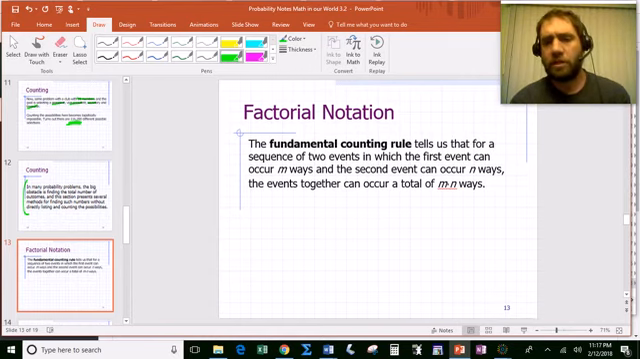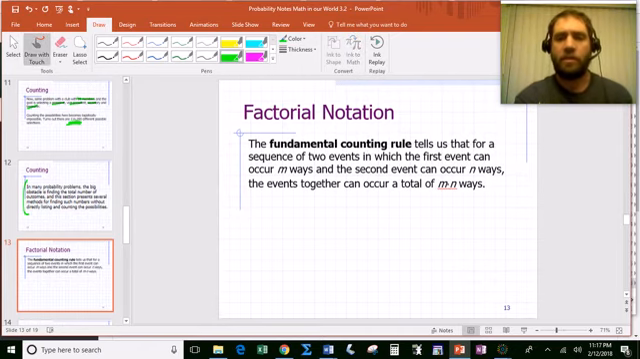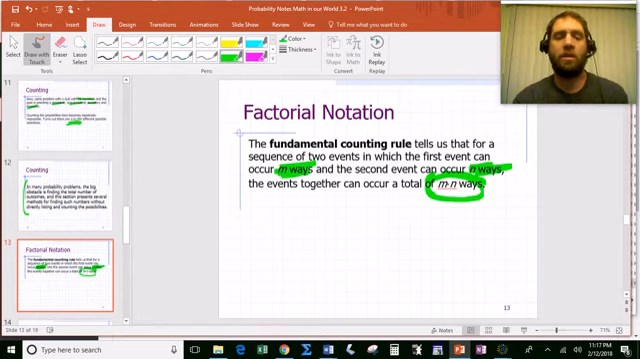So we could generalize. This is the fundamental counting rule for a sequence of 2 events. If the first event could happen in m number of ways and the second one could happen in n number of ways, then the 2 events together could happen in a total of m times n number of ways. I think it might be easier to see this through an example.